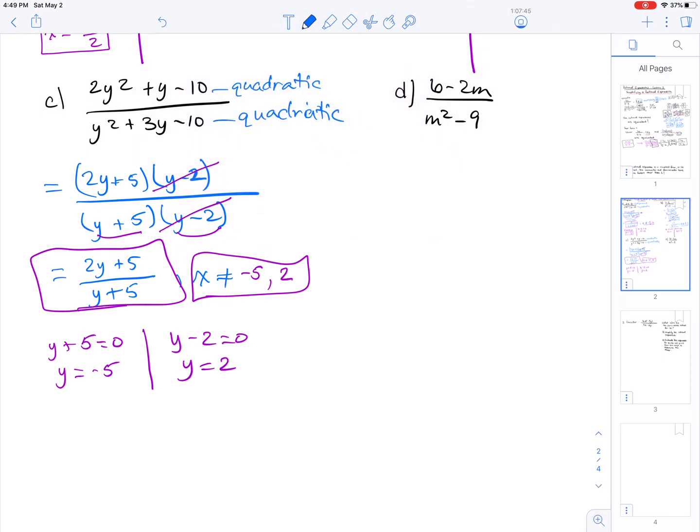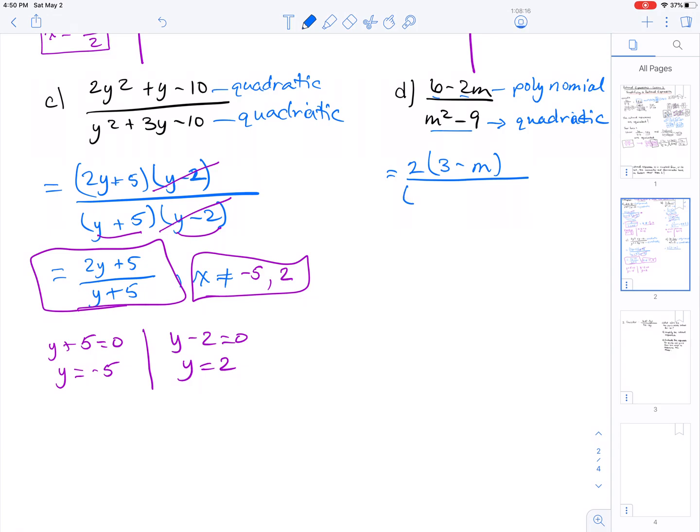Let's look at the next one. I have a polynomial, and I have a quadratic. I'm making a few spelling errors as I'm trying to go quickly with my writing. I'll try and slow that down. All right, so what's common between 6 and 2? Well, the 2 is, so I'm going to take that out. So I have 3 minus m in the numerator. And then the denominator, I have the quadratic.